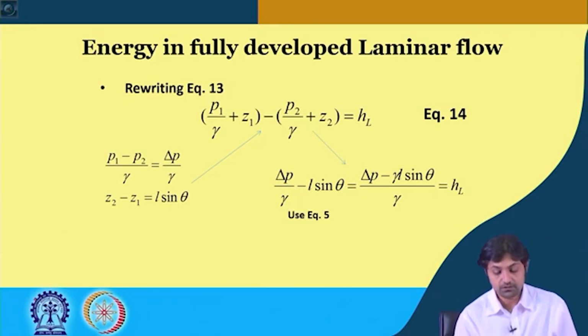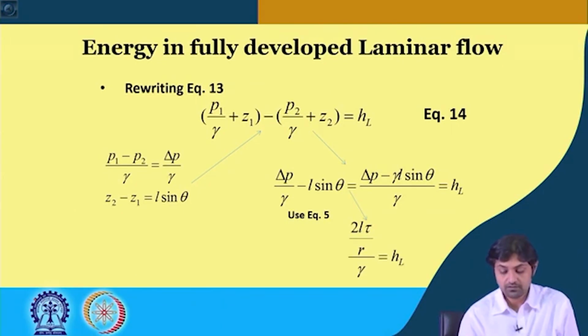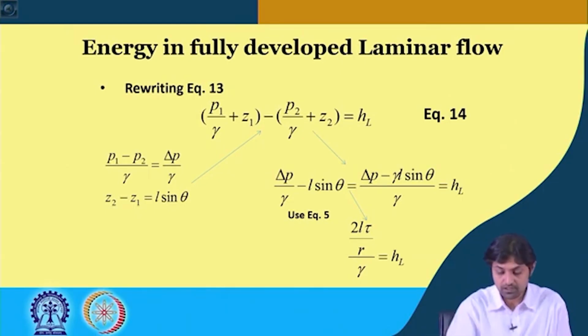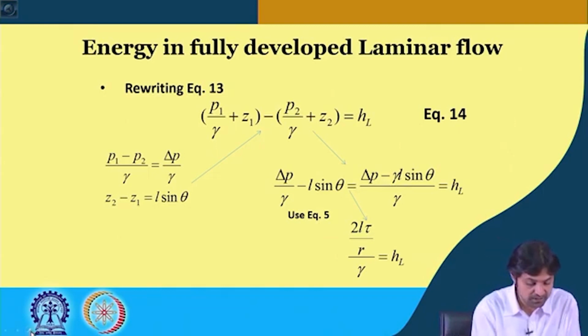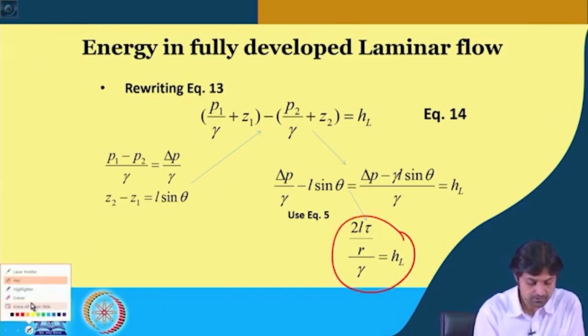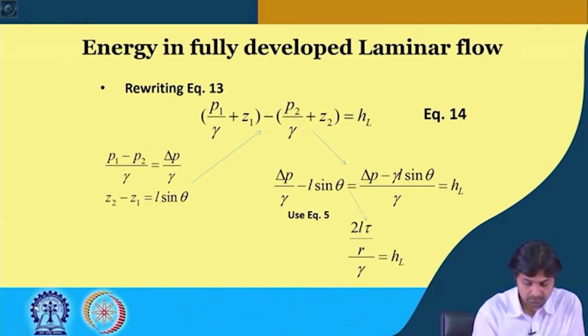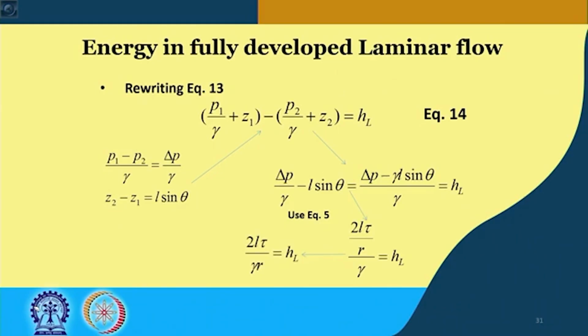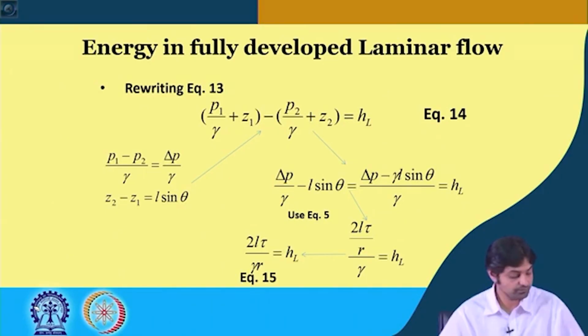now, if we use equation 5, you remember what equation 5 was? Then delta P minus gamma L sin theta, using equation number 5, can be written as 2 tau L by R. This will be the head loss. And then head loss can be simply written as 2 tau L by gamma R. This is equation number 15.